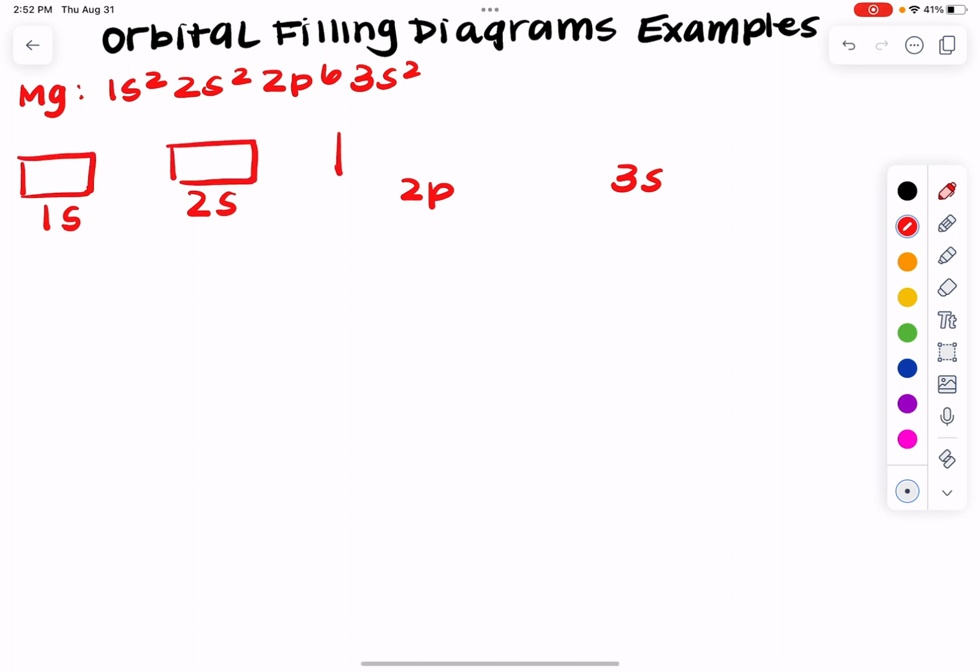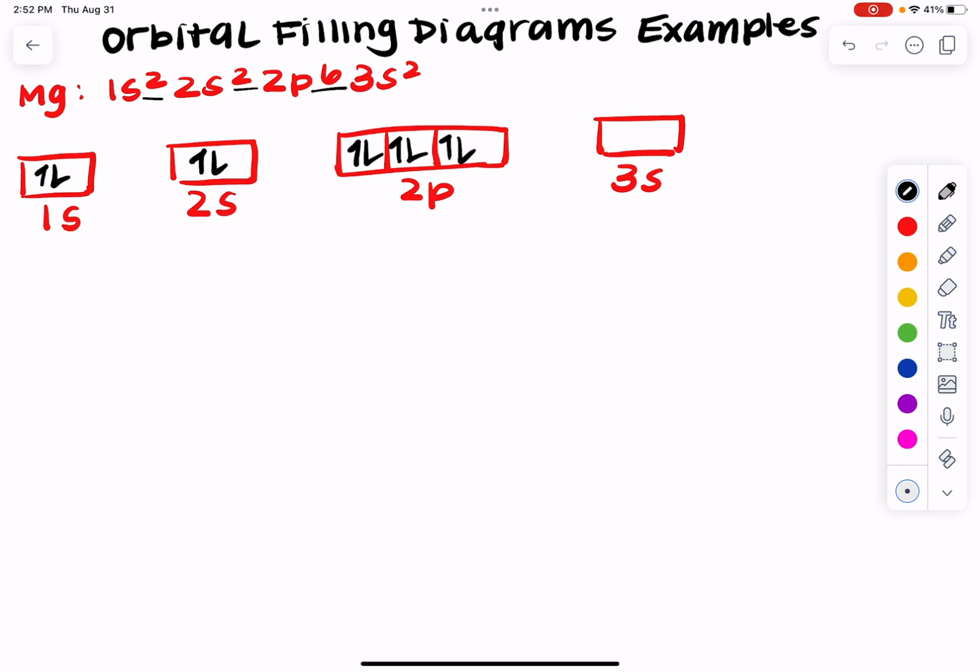I like boxes. I don't like using the lines, but you feel free to use the lines if you'd like. And then we fill as we see in the electron configuration. 2 electrons in the 1s orbital, so 1 up, 1 down. 2 electrons in the 2s orbital, 1 up, 1 down. 6 electrons in the 2p orbital, but I'm going to fill it according to Hund's rule because it's just good practice to do it that way. And then 2 in the 3s orbital. And that is our orbital filling diagram for magnesium.